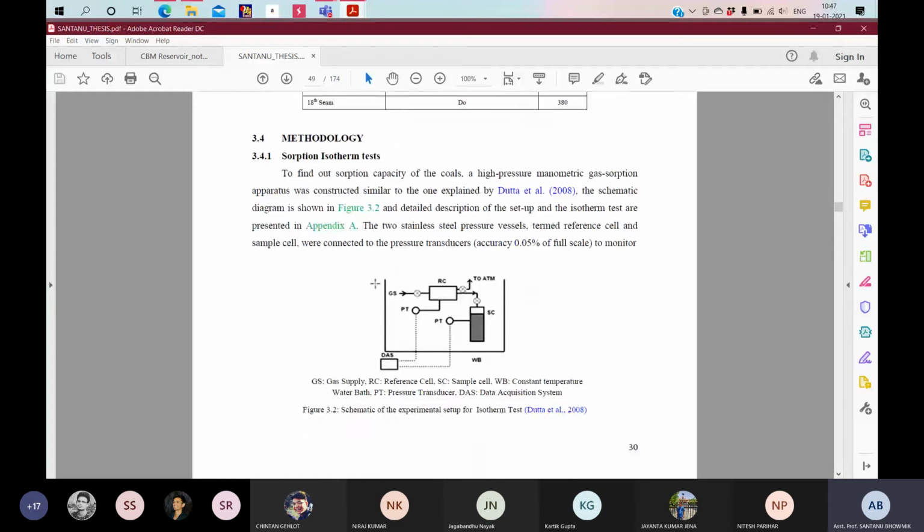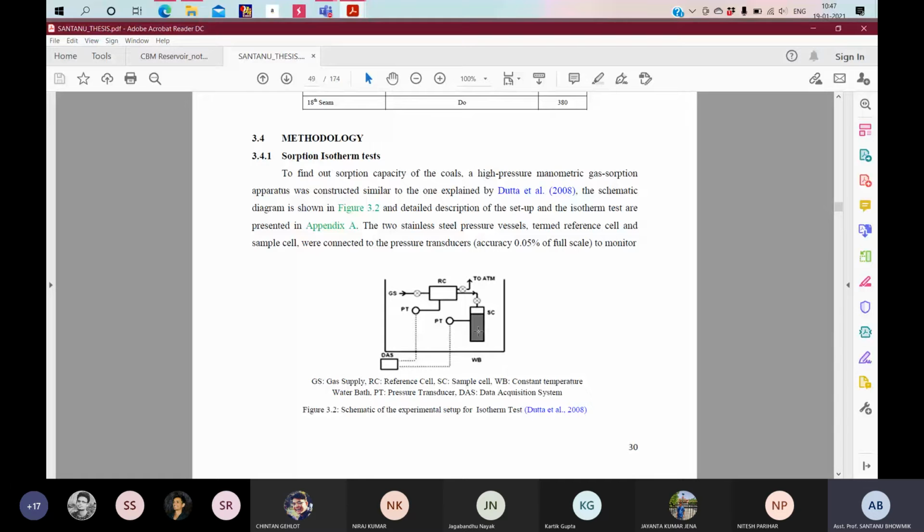Okay. So this is your schematic diagram. Please try to see what things are required. This is a schematic diagram. There are two different cells, steel cells. The RC is the reference cell, and there is an SC. SC is the sample cell.